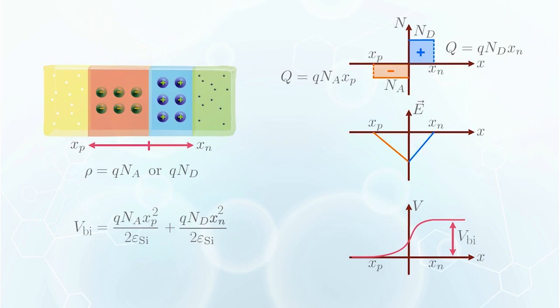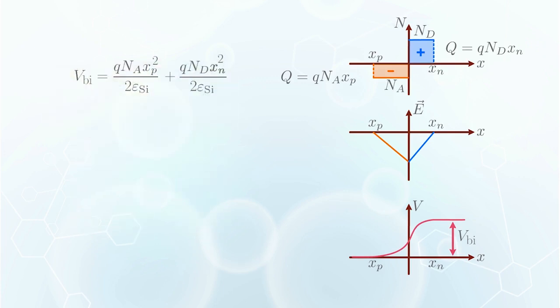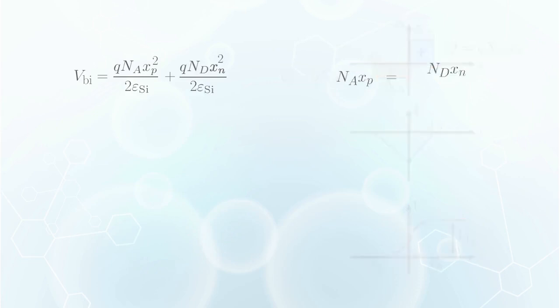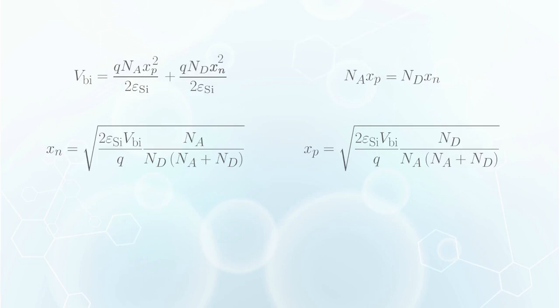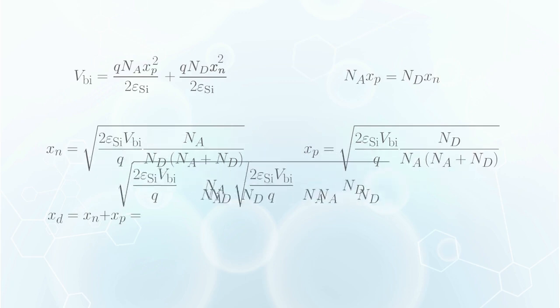Therefore, we obtain another relationship between xp and xn, with all other variables known once the doping concentrations on both sides of the p-n junction are given. Solving these equations together with the charge neutrality equations, we obtain xp and xn as given here. When we add up both xp and xn, we have an expression for the total depletion region width, which is given here.